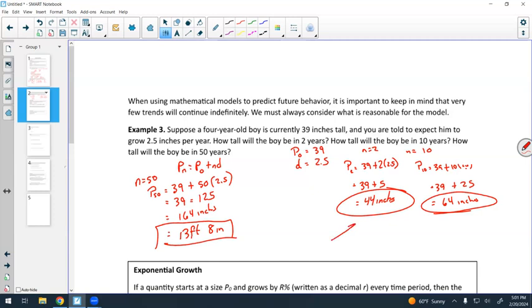So it worked for 2 years and 10 years, but when we got to 50, it kind of fell apart. That's what we have to watch for when we're looking at growth models, and in this case, linear growth. So that covers linear growth.